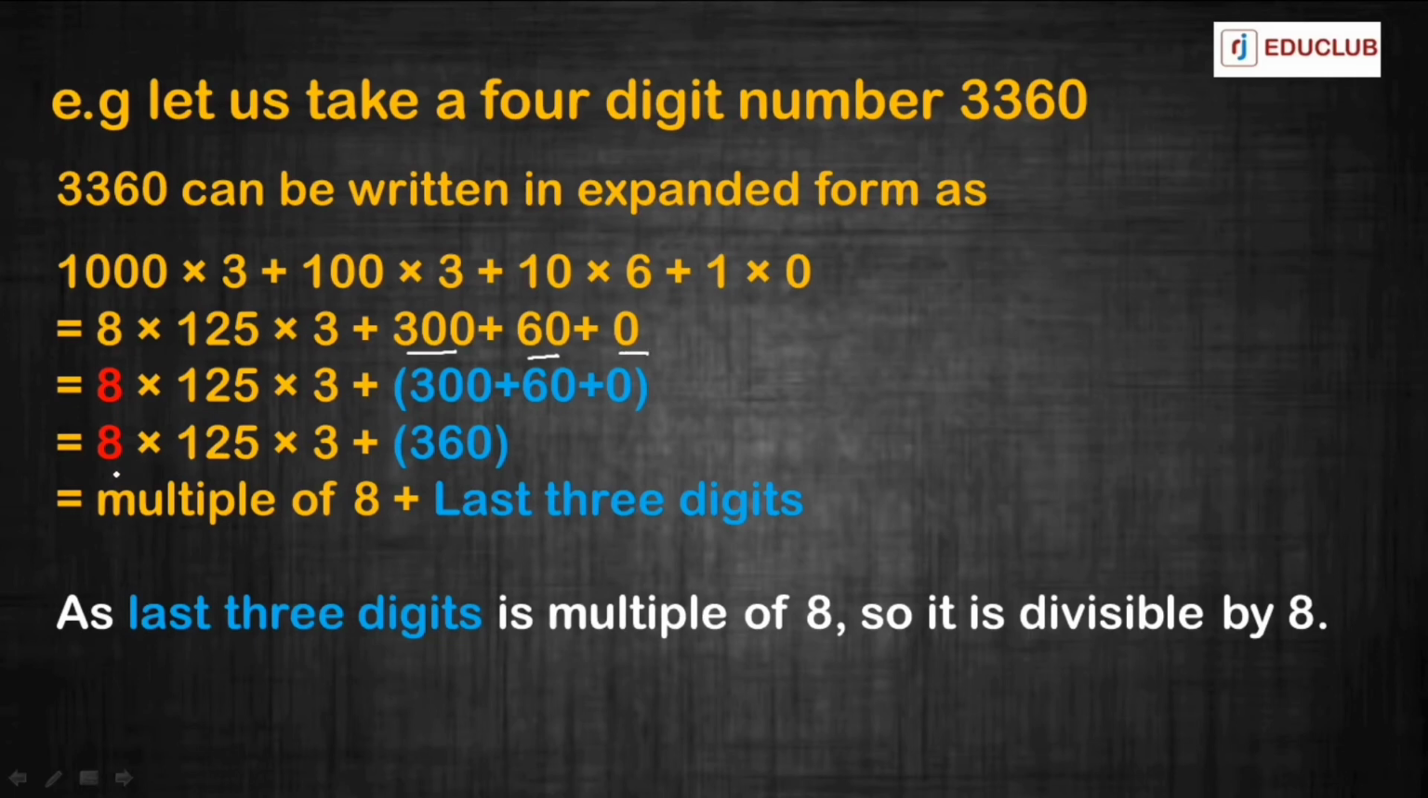Now this is a multiple of it, and the rest together is 360. 360 is basically the last 3 digits. So this is a multiple of it and this is the last 3 digits. So if the last 3 digits are a multiple of 8, and 360 is a multiple of 8, 8 4s are 32, 8 5s are 40, this is a multiple of 8, so this number is divisible by 8.